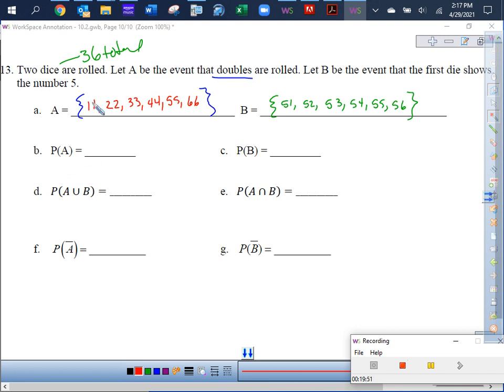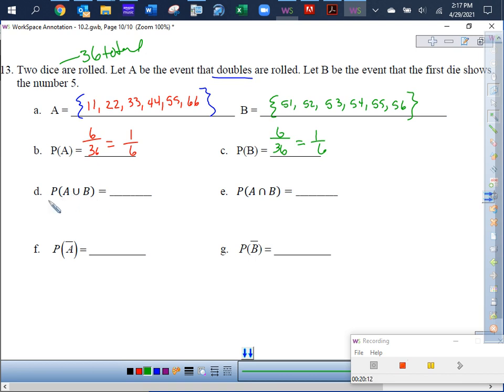Well, the probability of A is there are 6 guys in here out of the 36 total, so the probability of rolling doubles, which we already figured out earlier, is 1 out of 6. Probability of B happening, where you roll a 5 first on anything, there's 6 of these guys out of the 36 possibilities, so that is 1 out of 6.